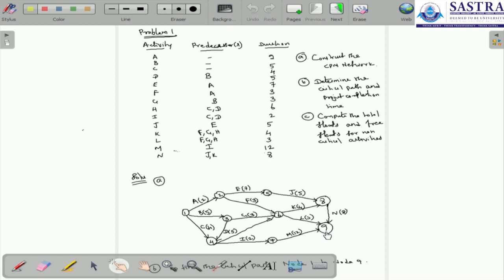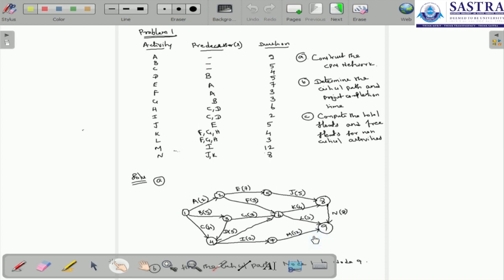Then there is activity M, whose predecessor is I. We have already marked the 8th node, and the 9th node will be here. Since the predecessor of M is I, from node 7 we draw activity M, with duration 12.